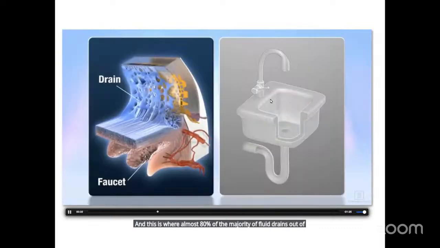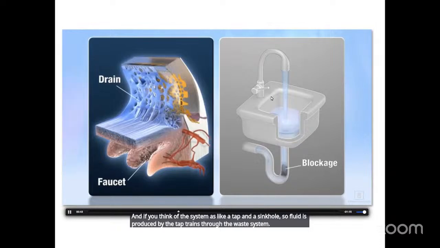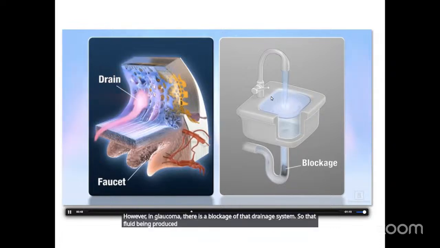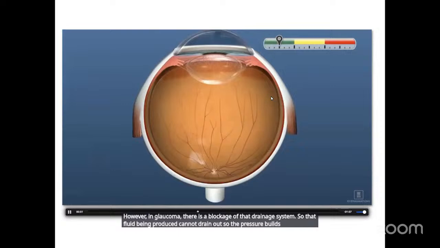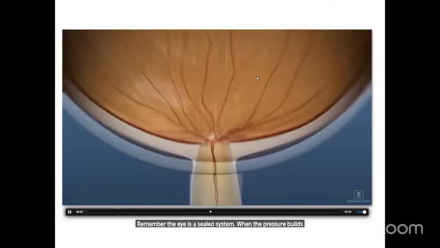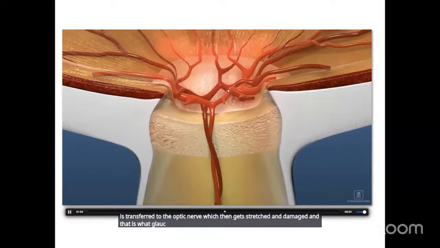And if you think of the system as like a tap and a sinkhole, so fluid is produced by the tap, drains through the waste system. However, in glaucoma, there is a blockage of that drainage system, so that fluid being produced cannot drain out, so the pressure builds up in a sealed system. Remember, the eye is a sealed system. When the pressure builds up, this pressure is transferred to the optic nerve, which then gets stretched and damaged, and that is what glaucoma is.